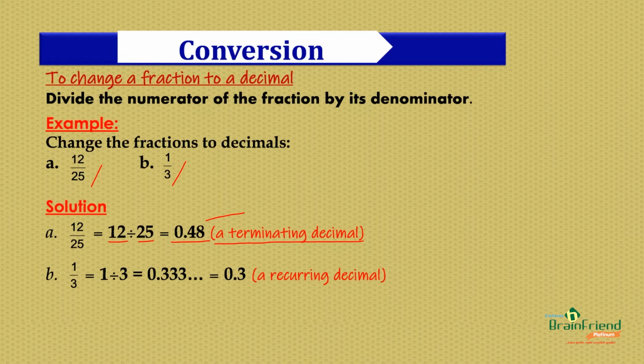Now, to the second example, 1 over 3, we divide 1 by 3. Our answer will be 0.33333, and the list continues. In this case, we have a recurring decimal. So what you do is you just take the simplest form possible, 0.3. So 1 over 3 as a fraction can be represented by 0.3 in decimal.